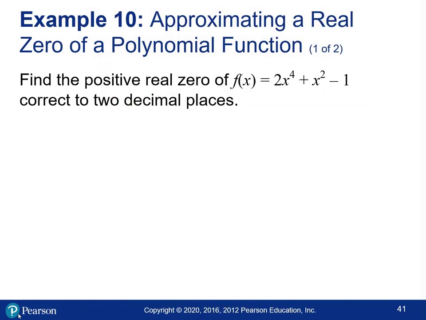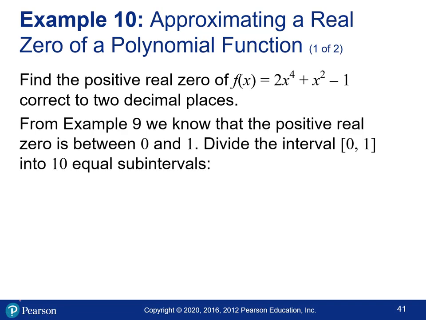Okay, so let's work this out. Using our previous polynomial, we're going to find the positive real 0 accurate to 2 decimal places. From the previous example, we already know that we should be looking between the numbers 0 and 1. And so using our process we just talked about, we're going to divide the subinterval from 0 to 1.